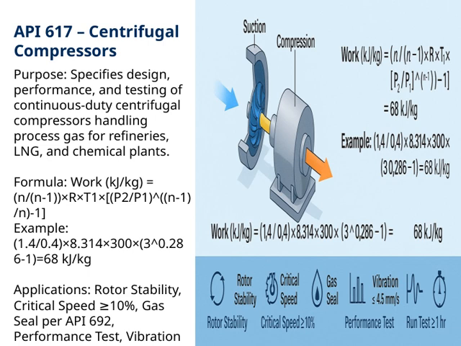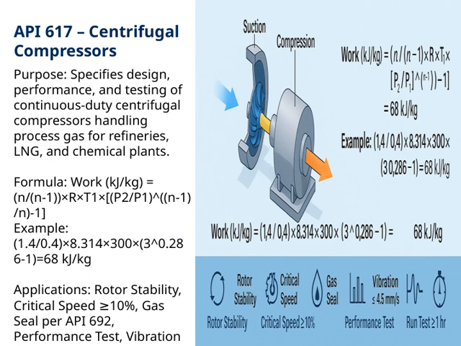For example, if we plug in some typical values, say, a specific heat ratio of 1.4, a gas constant of 8.314, an inlet temperature of 300 Kelvin, and a pressure ratio of 3, we get approximately 68 kilojoules per kilogram of work. This helps in designing and optimizing compressor performance.